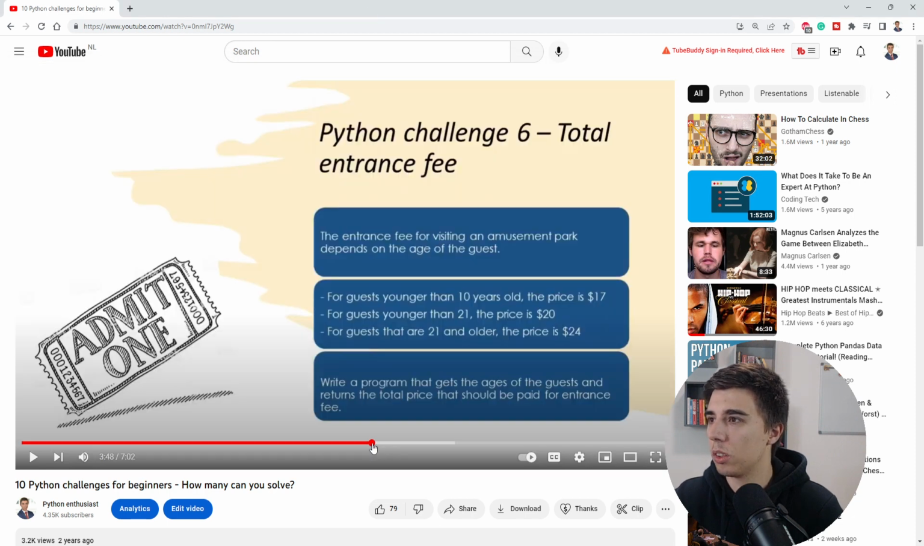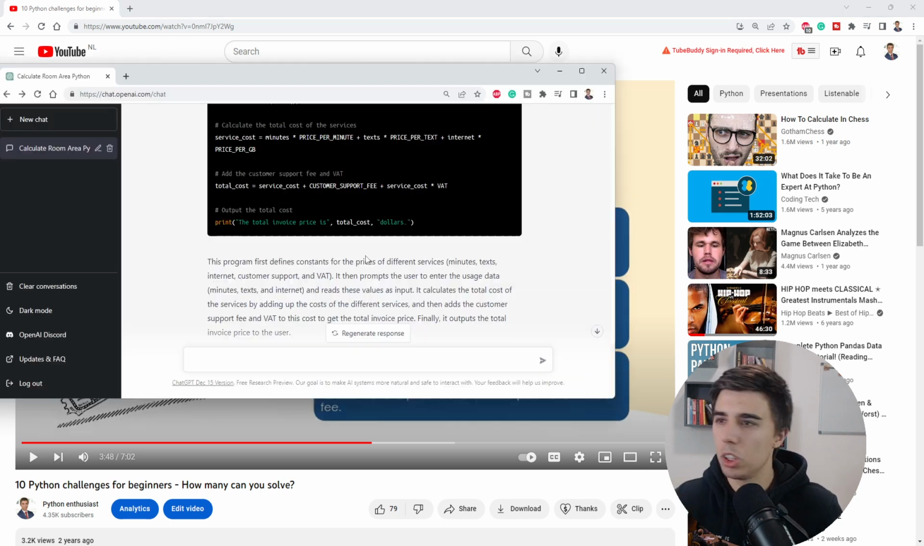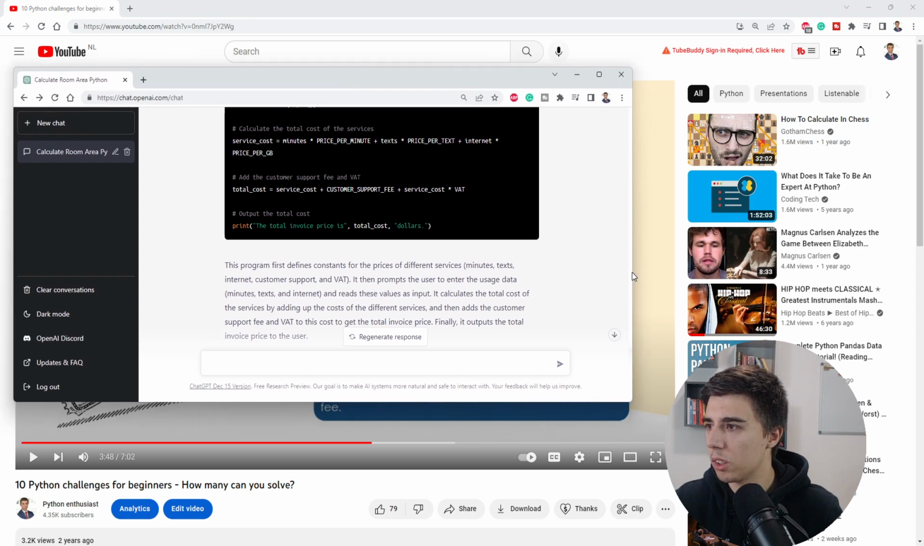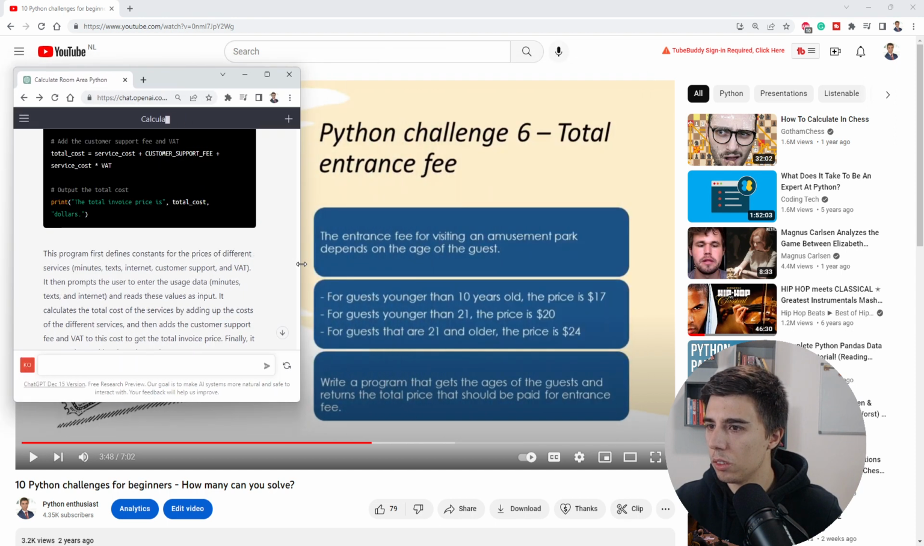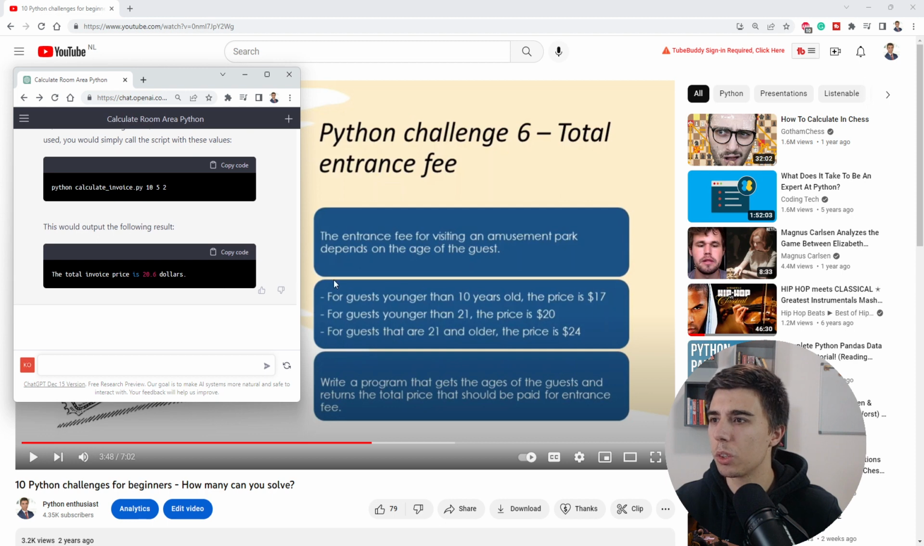Let's move with the next one. Number 6, total entrance fee. The entrance fee, to be honest, I'm not sure if I want to, maybe I'll do it just to see if ChatGPT has a good understanding of the input, but overall, this looks quite comparable to many others. The entrance fee for visiting an amusement park depends on the age. For guests younger than 10, okay.